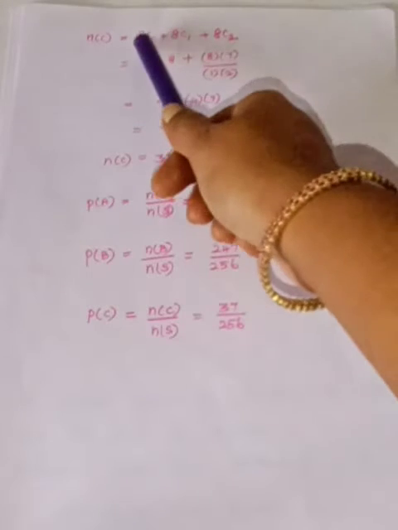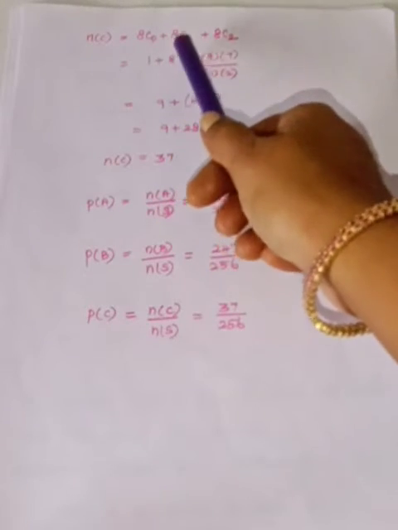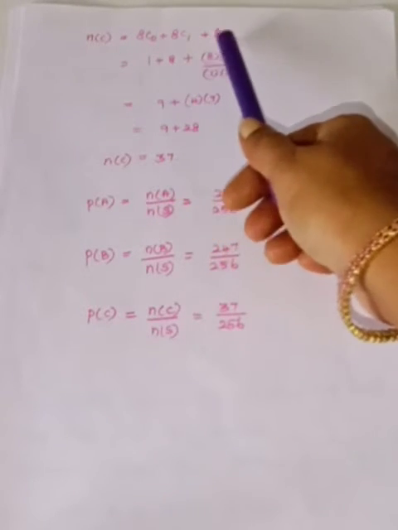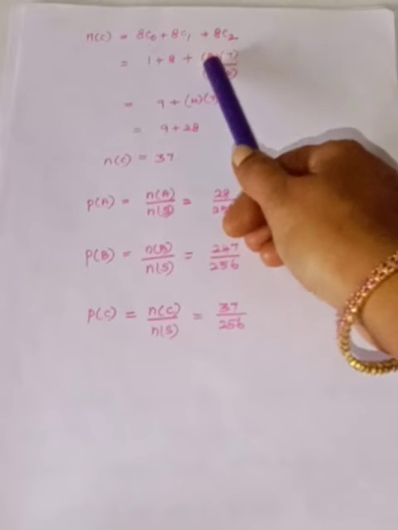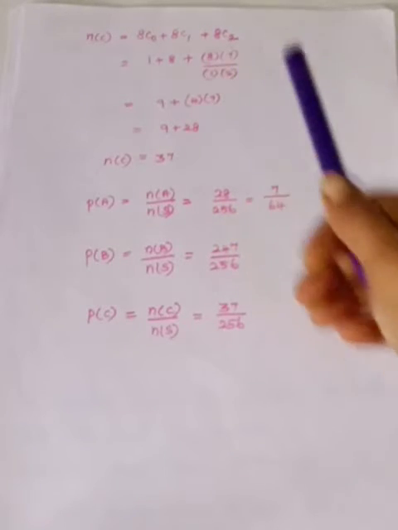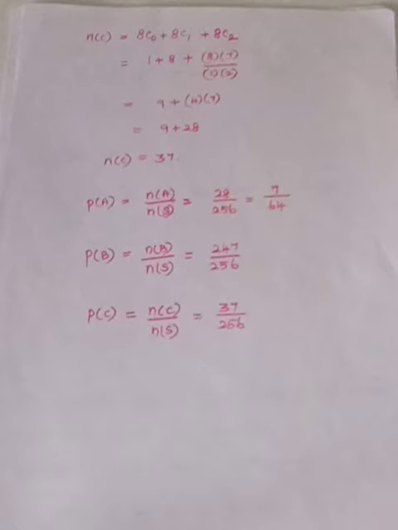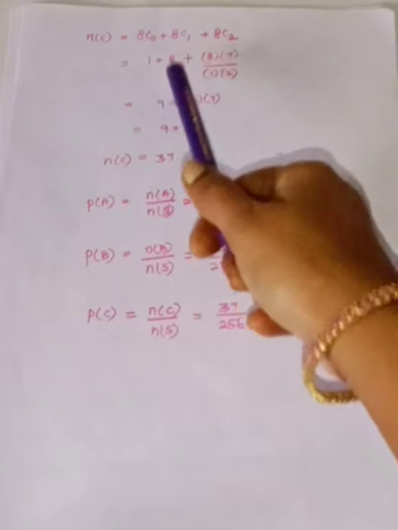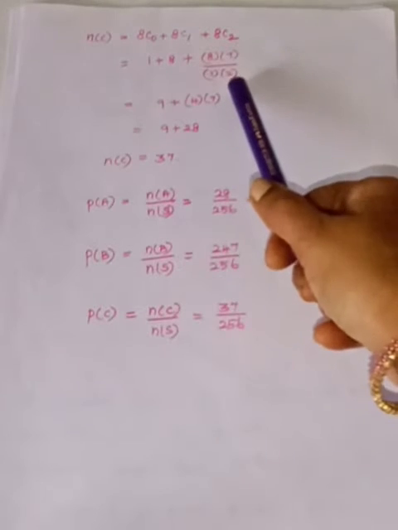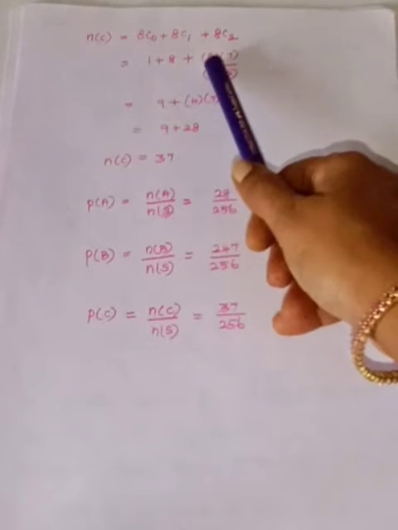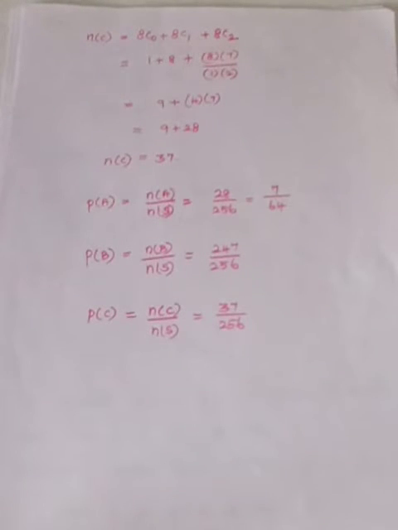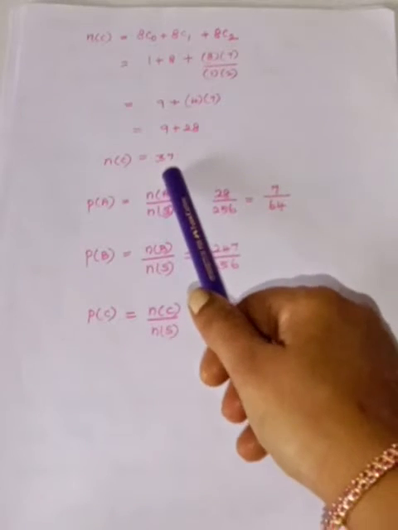So 8c0 is 1 and 8c1 is 8. 8c2 how to calculate? Starting from 8, how many places you have to fill? 2 places. So it is 8 into 7 divided by 1 into 2. So 8 plus 1 plus 8 is 9, plus here the 2 and 8 get cancelled. So in the numerator you are having 4. 4 into 7 is 28. So therefore it is 37.